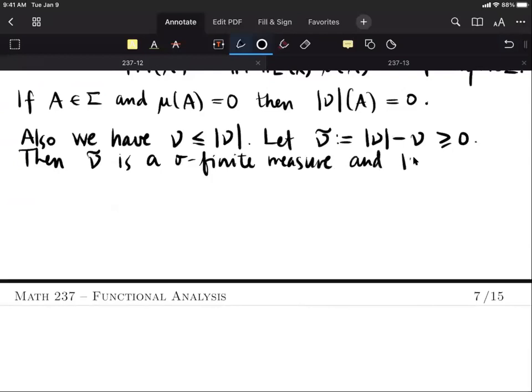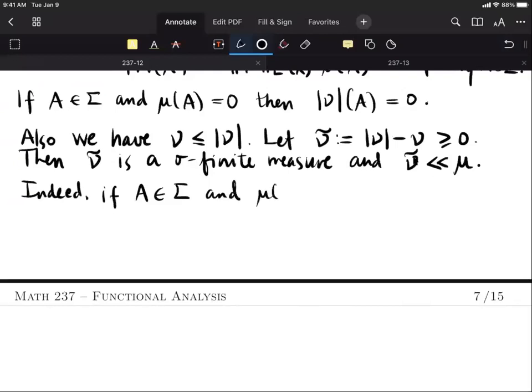and this is absolutely continuous with respect to mu. So indeed, to establish this absolute continuity, if A is in sigma and mu of A is 0, then this is 0 by our previous claim.